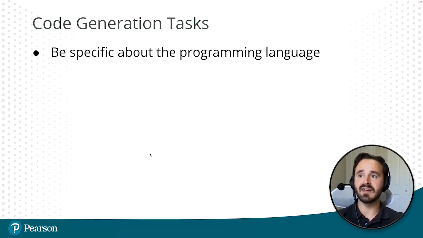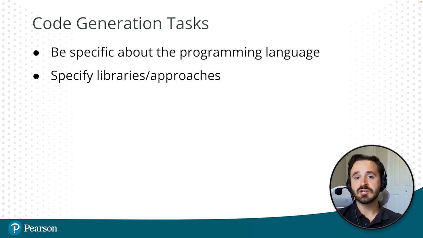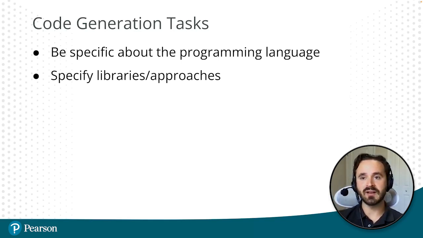So the first thing to keep in mind when using ChatGPT to generate code is that you need to be specific about the programming language. So if you're writing a Python script, you're going to want to be very clear that you want ChatGPT to write a Python script. You're going to need to use the word Python in there more often than not. And that's pretty self-explanatory. So the next thing is that if there are any specific libraries or approaches that you want to use, you should be specific about those as well, right?